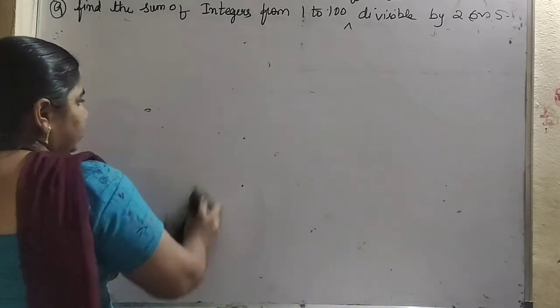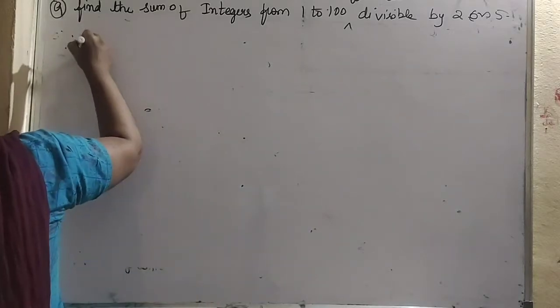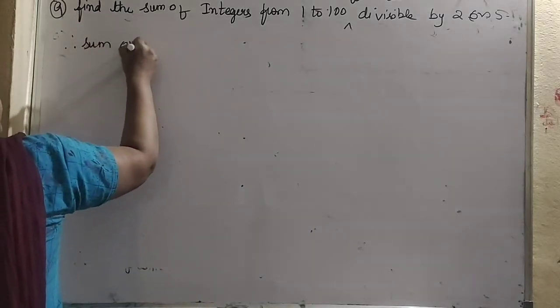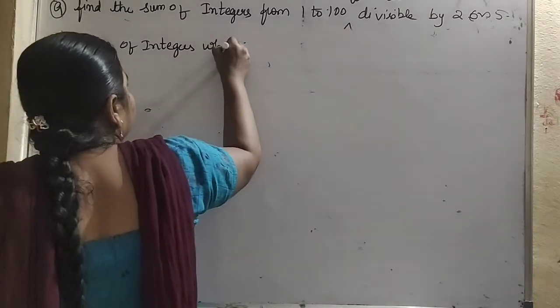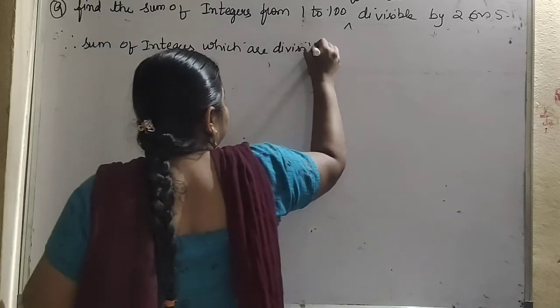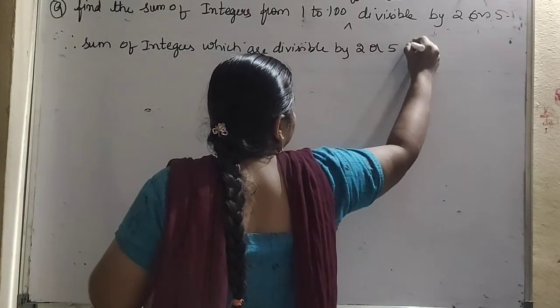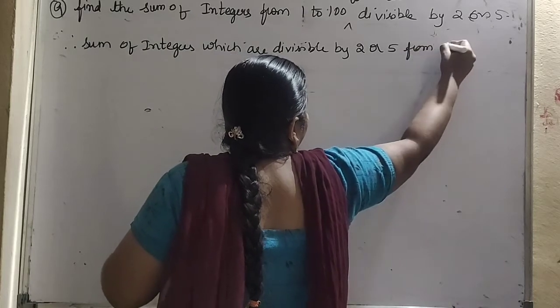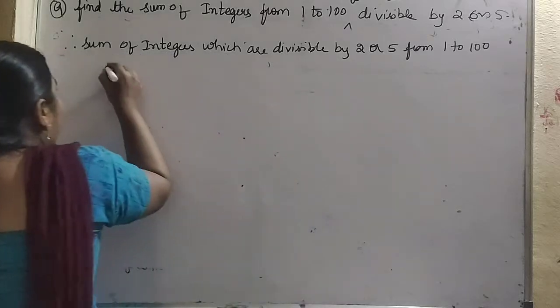So what do we have to take now? We have to take the LCM of 10. So, the sum of the integers which are divisible by 2 or 5 from 1 to 100.